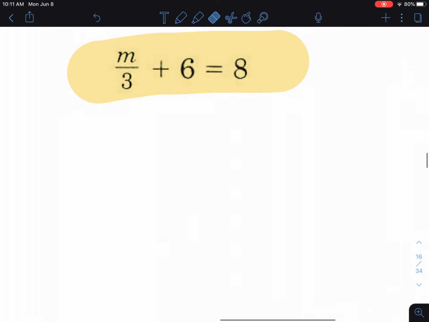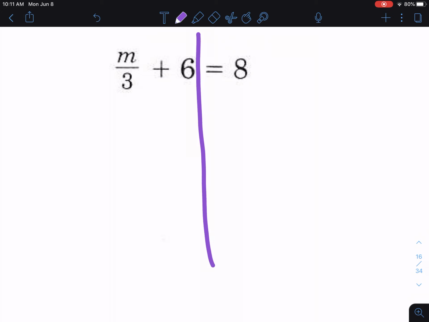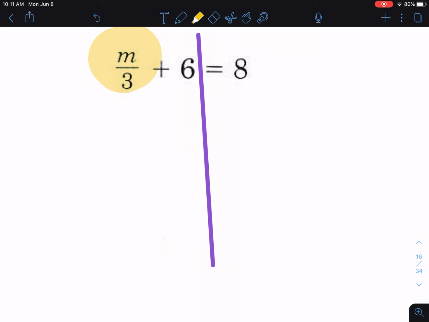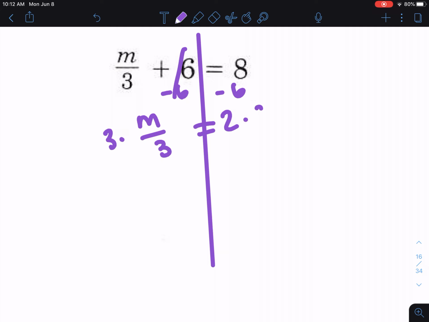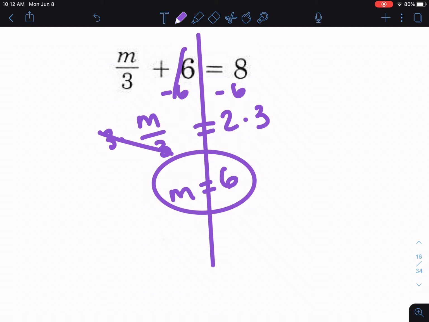Okay, so I'm going to do that first, starting with my dividing wall here. I want to get this m all alone. The way I'm going to get that m all alone is by moving everything away from the m first. So I'm going to subtract 6 from both sides and get m divided by 3 equals 8 minus 6 is 2. I'm going to multiply both sides by 3 to make those 3's an invisible 1. So I have m equals 2 times 3 is 6. And that is your answer.